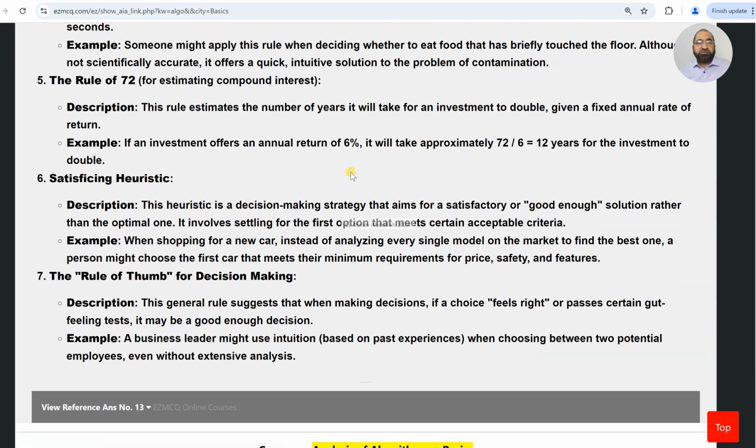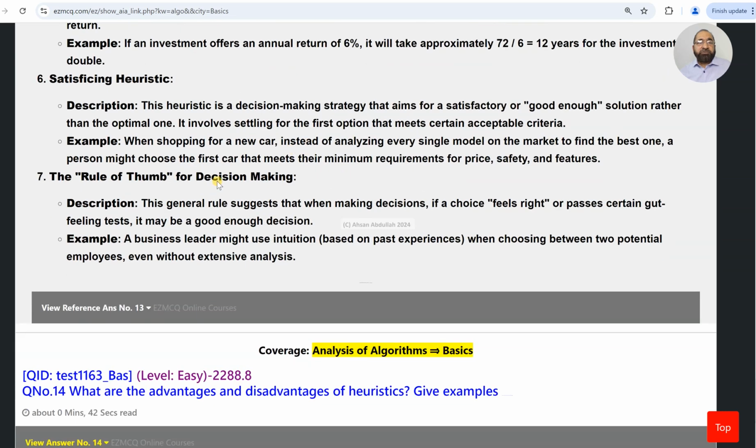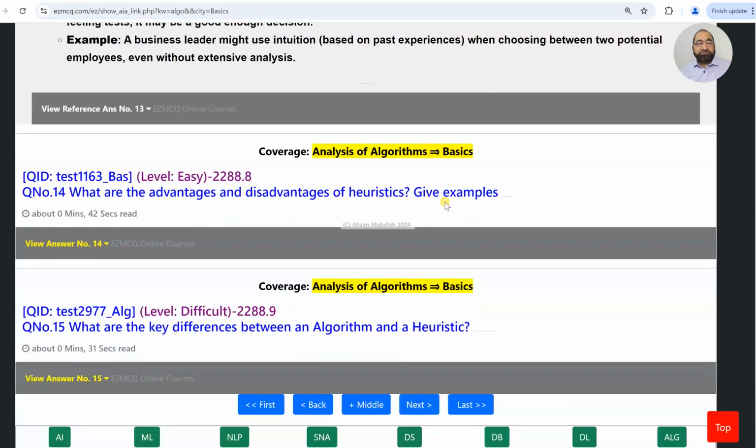And then of course there are other rules also. Rule of thumb for decision making, because it just feels right. Now, feels right may not be true for an ordinary person who is not experienced in their domain, but feels right could be possible for somebody who has spent his or her life in a certain domain. So that is again a rule of thumb.